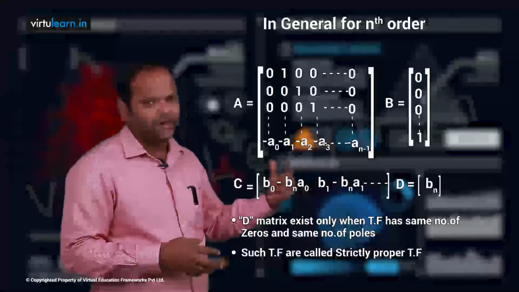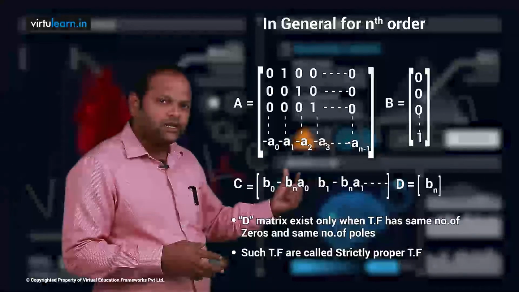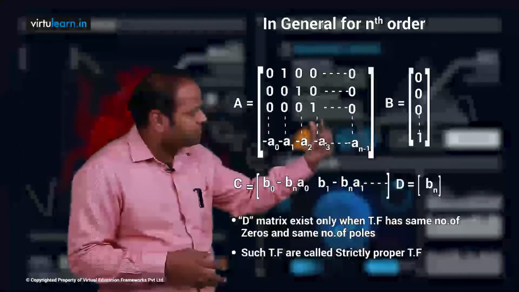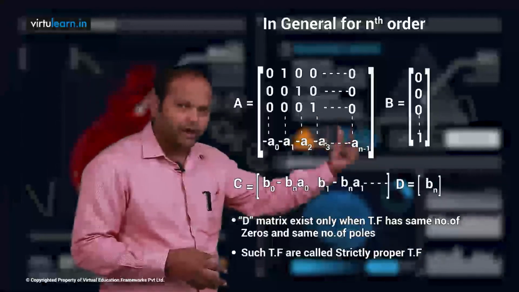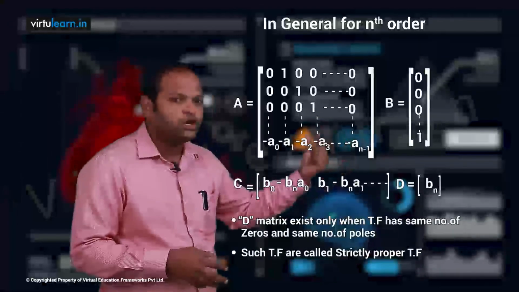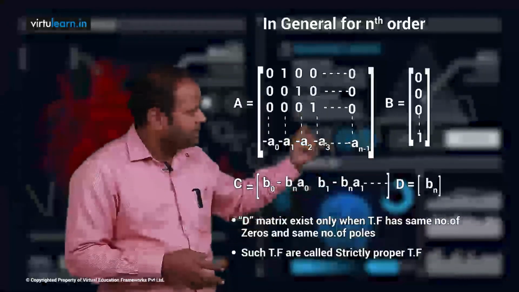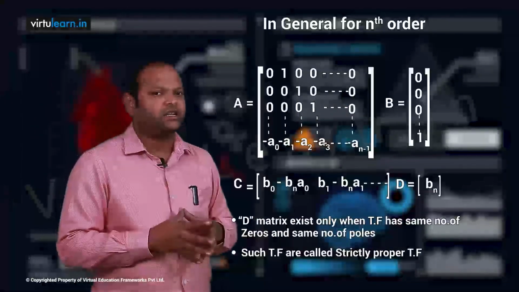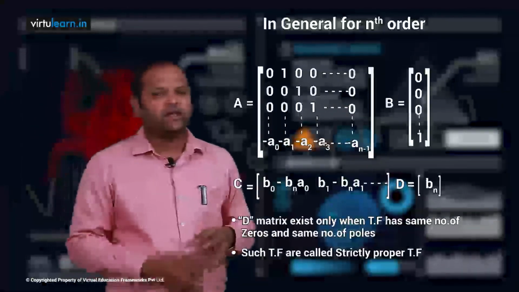If it is available, we will take it. And this bn is going to appear in the C matrix also. Look at that, b0 minus bn a0. If at all bn is 0, this is going to be only b0, b1, b2, which we have to take if the numerator highest degree is not equal to the denominator highest degree.